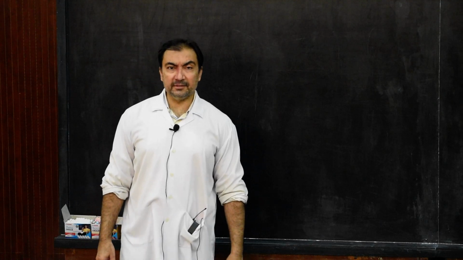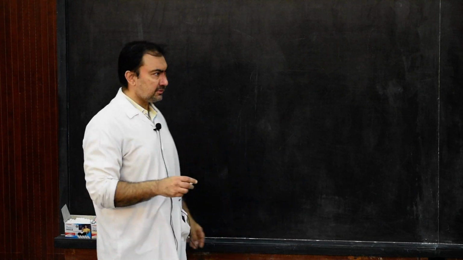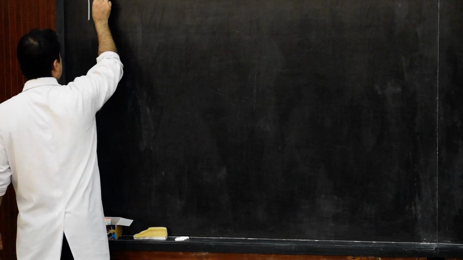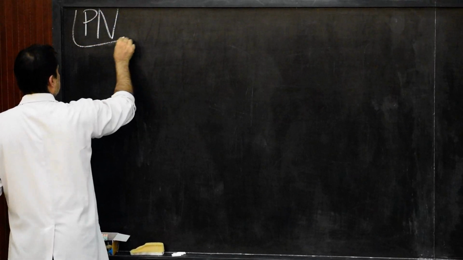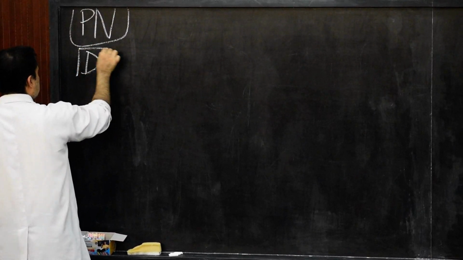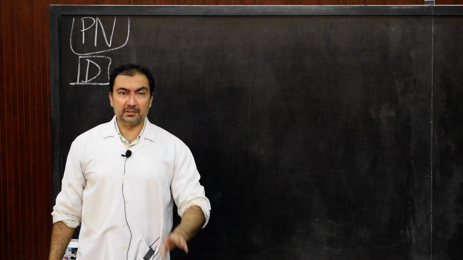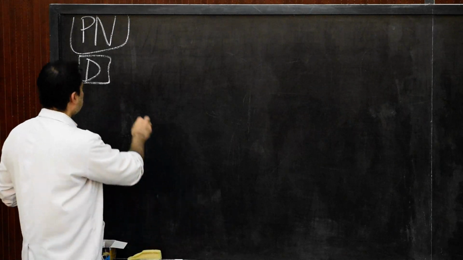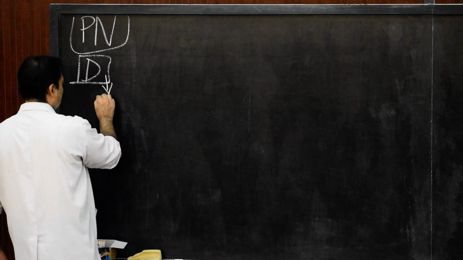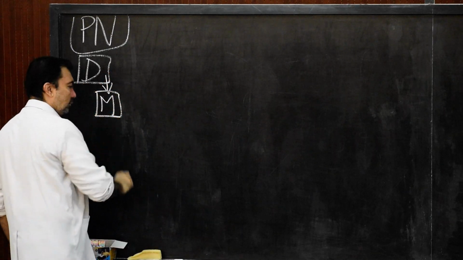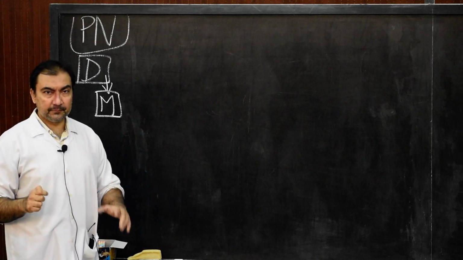Good morning, students. Here we start with the gross anatomy of phrenic nerves. Within the gross anatomy of phrenic nerves, the phrenic nerve has three types of functional components. First of all, they will have a motor component which will carry motor fibers to the diaphragm.